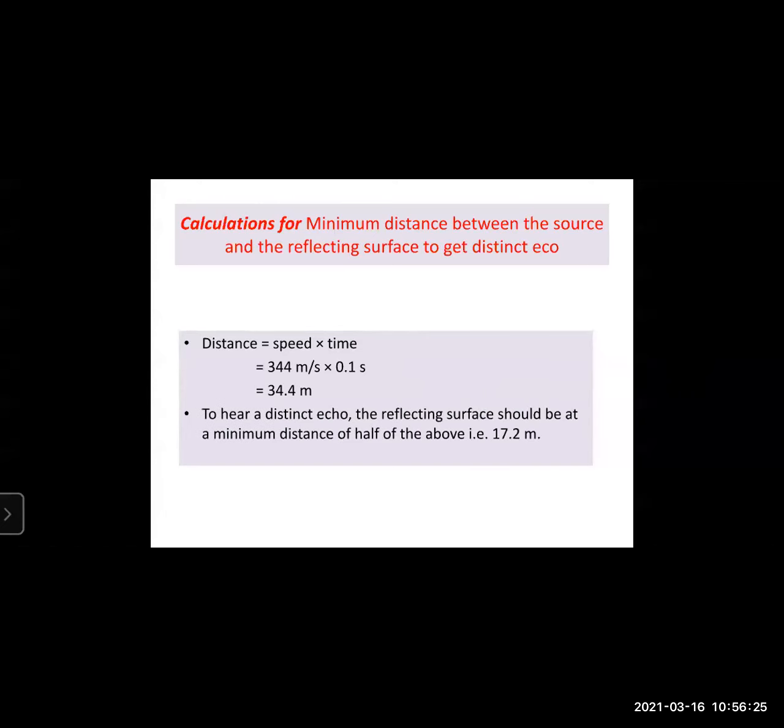So now we will calculate the minimum distance between the source and the reflecting surface to get a distinct echo. The formula is distance equals speed into time. The speed of sound in air is 344 meters per second, and the time to recognize that sound is 0.1 second. Calculating, the distance will be 34.4 meters. That is the total distance. To hear a distinct echo, the reflecting surface should be at a minimum distance of half of the total distance, that is 17.2 meters.